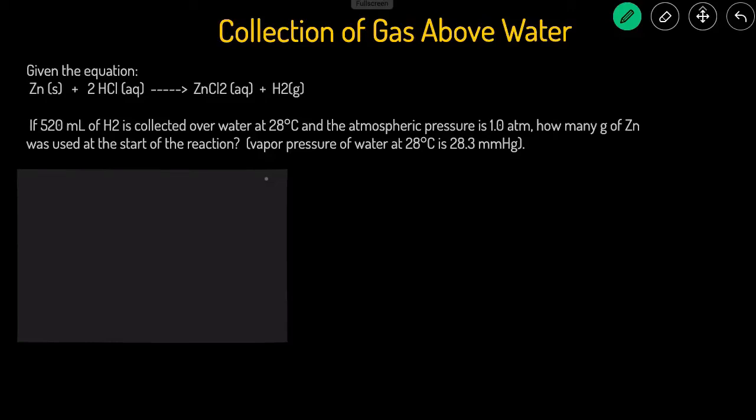In this video, we'll be going over two example problems involving the collection of gas above water. Let's start with the first one. We're given the reaction of zinc reacting with hydrochloric acid, and this is the balanced chemical reaction.